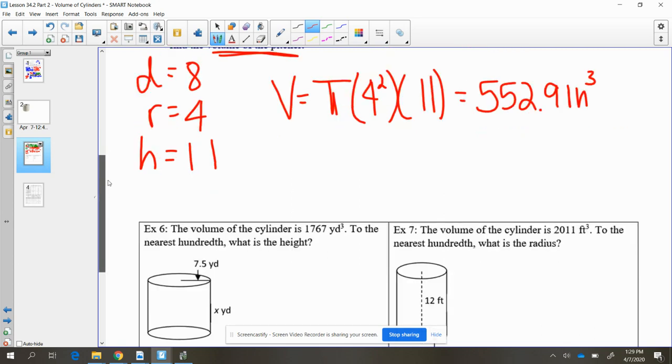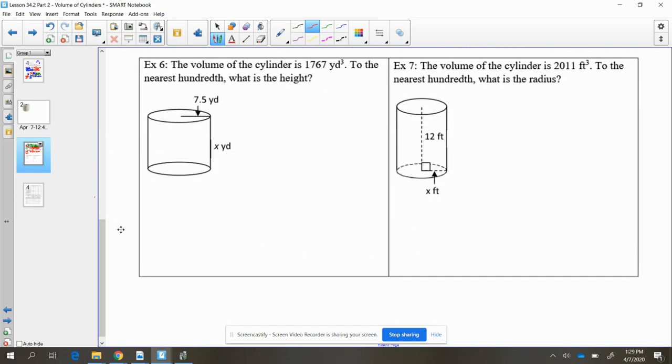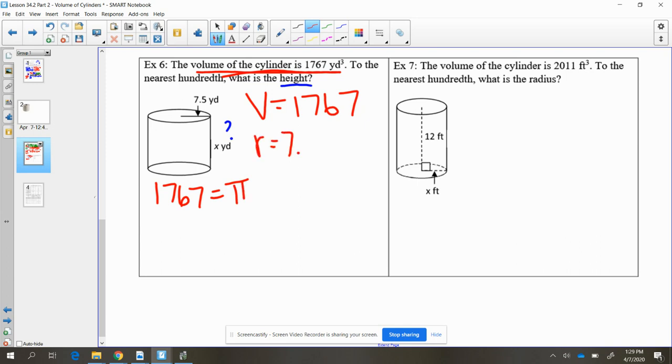All right, our last two examples are going to ask us to work backwards because notice this time they're giving us the volume. They're telling us your volume is 1767 cubic yards. What we're looking for this time is our height. This is the question here, this height. So we're going to plug into the formula for volume. Volume equals pi times the radius, which is 7.5, squared times that height that we do not know. That's our x this time. We don't know what the height is.